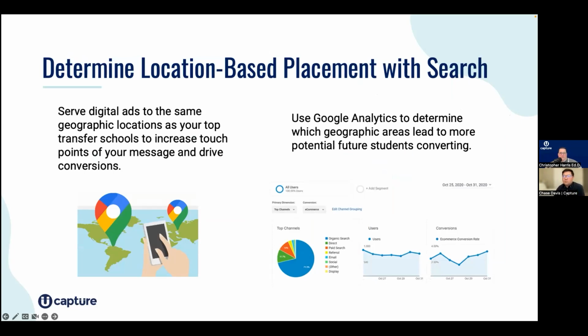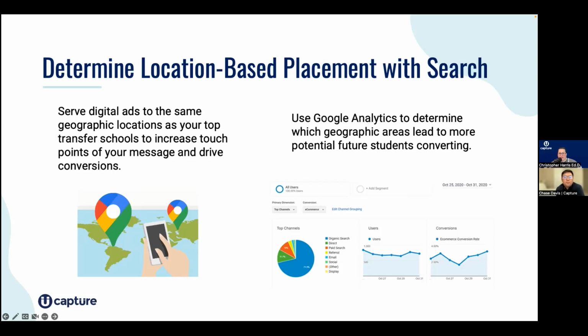So there are several segments, and we're going to talk a little bit about each one of them. But marketing folks always say it's about location, location, location. So when it comes to search, I think one of the things that we need to talk about is where are those students coming from? You have those top transfer schools, whether it's a 2-year school or maybe it's a large public school if you're a private school, and that's where you typically would get most of your transfer students.